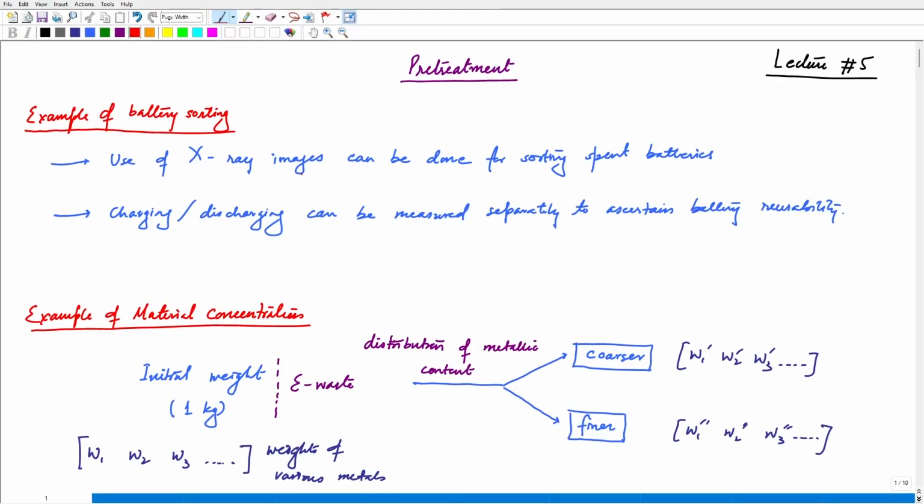Use of X-ray images can be done for sorting of spent batteries. So, when we have batteries, let us say NiCad batteries or lithium ion batteries, or any other different type of batteries, if we are using X-ray images, and people have tried to explore this option, they found that this could be directly used for sorting these.